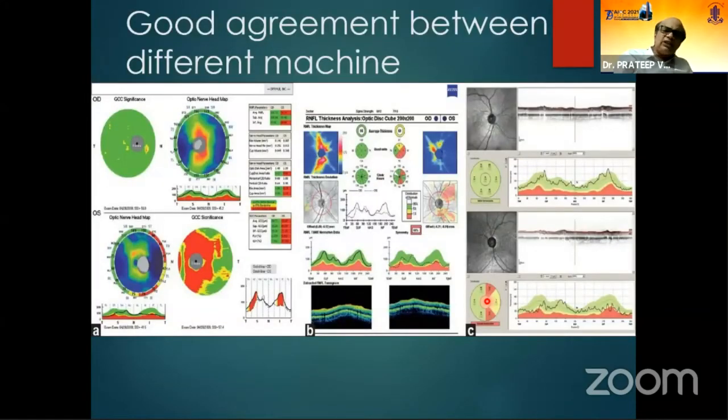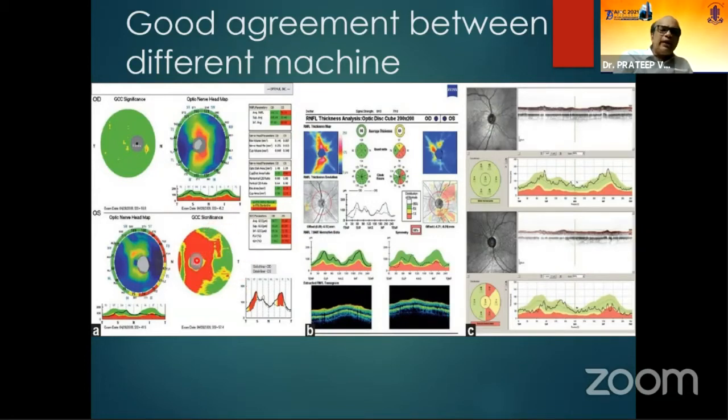So there are various imaging machines available, OCT. The other imaging like the GDX and the HRT, they are out, and manufacturers have stopped manufacturing them. So we have the only one machine available with us, and all the different machines have a complete agreement with that. Their RNFL value might be different, but yes, the ultimate outcome is the same.